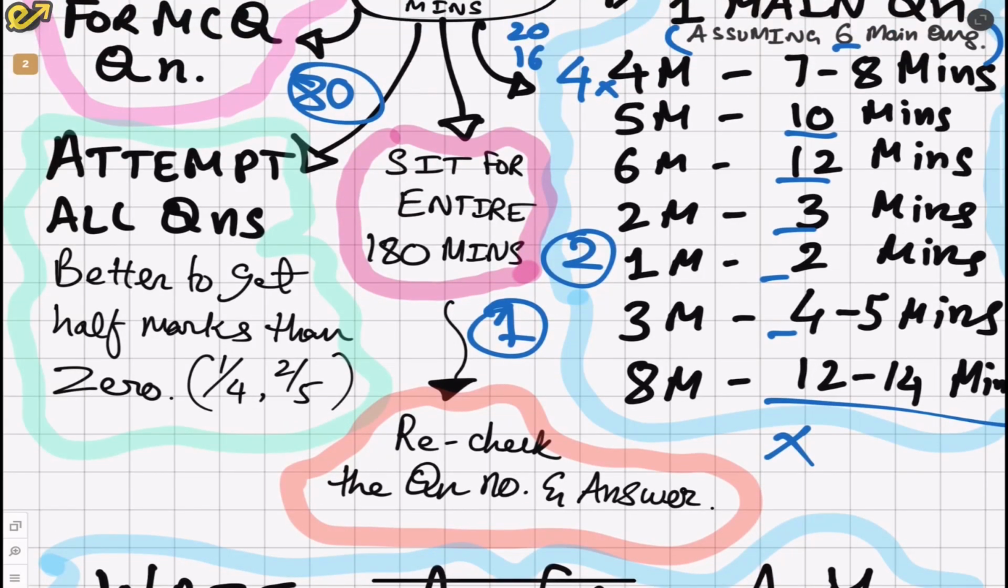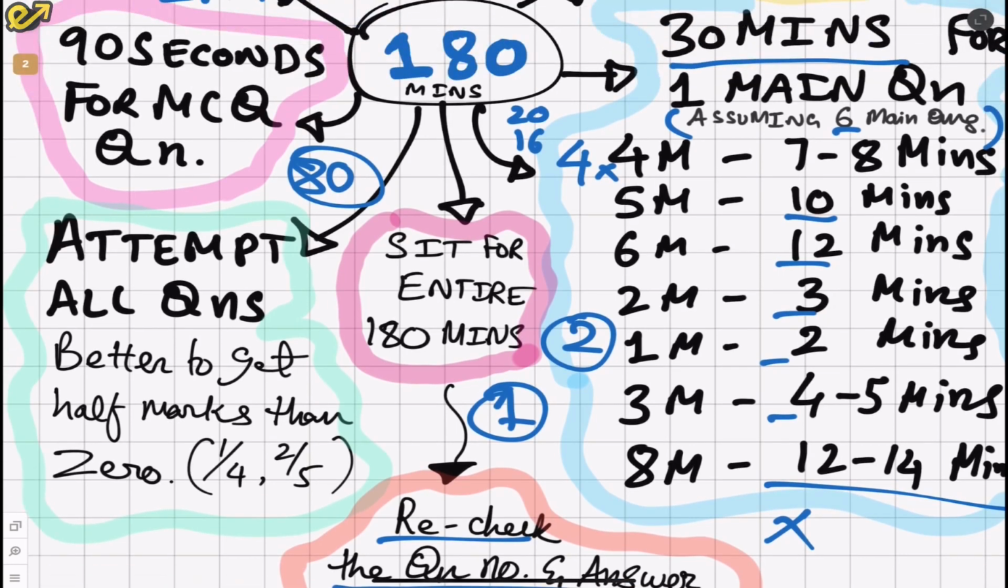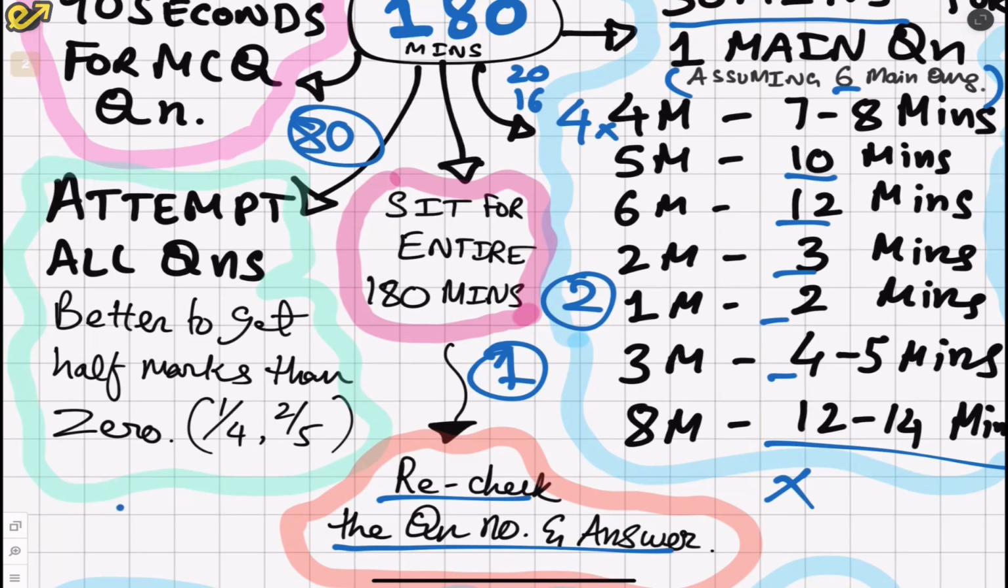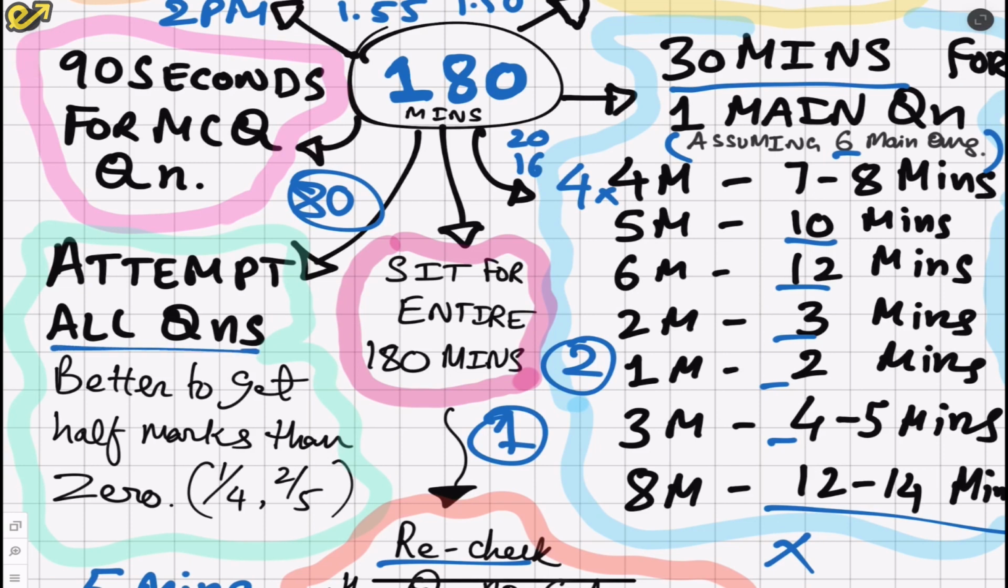Then please make sure that you recheck the question number and answer within this 180 minutes. So in the last 5 minutes, please keep it. I know it is difficult, but in the last 5 minutes, please try. Many times the paper is so big that you cannot spare anything, and you are asking, how will we keep an extra 5 minutes for this? But please keep 5 minutes. Just recheck the question number and answer whether it is matching. Then attempt all the questions, especially I am telling this is for theory papers and practical papers, not for MCQ. Attempt all the questions. Better to get half marks than 0. It is better to get 1 out of 4, 2 out of 5. Better to write something than not attempt at all.